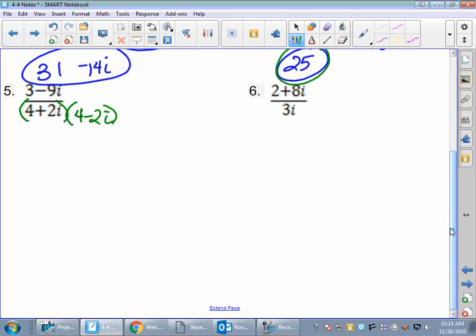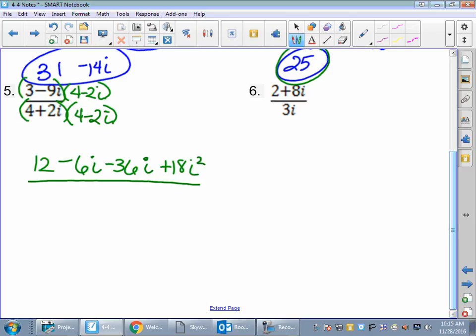Rule of fractions is you're allowed to multiply the bottom by anything as long as you're consistent and you multiply the top by the same thing. So we have to FOIL twice here. The top becomes 12 minus 6i minus 36i plus 18i squared. I just FOILed the numerator. And then I'm going to put that over the denominator, which is 16 minus 8i plus 8i minus 4i squared.